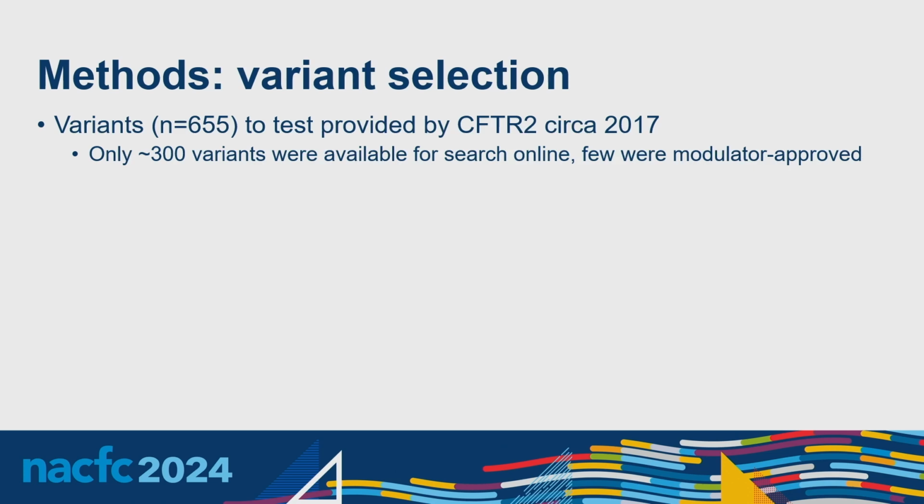At that time, there were only about 300 or so variants available on the CFTR2 website. There were really only a handful that were modulator approved at that time. Now, since this project started, some number of those 655 variants on the list actually underwent functional testing separate from this project, and some of them got approved for modulators already, which, as you'll see in a few slides, works out well to see how well this data shook out.